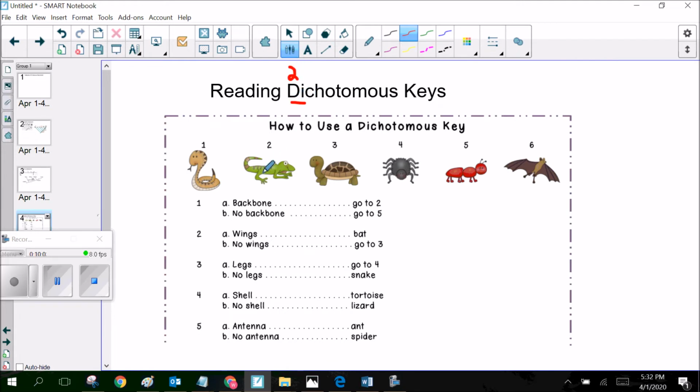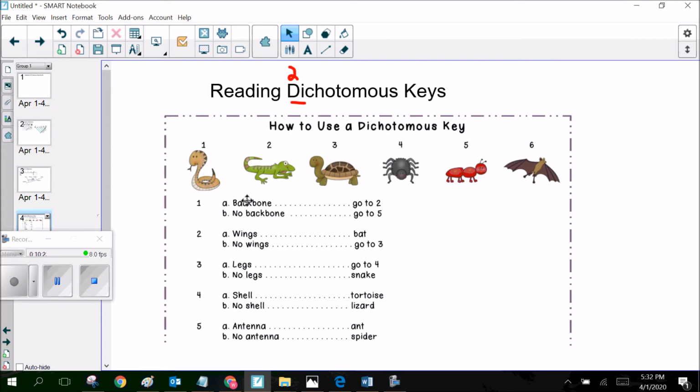Okay, so we have two choices for each one of the traits that we looked at. And that's really what we're going to use here, sets of two choices to be able to narrow down our options to tell what is what. So let's say that I start over here with, well, I don't know, a snake. I start with organism number 1.